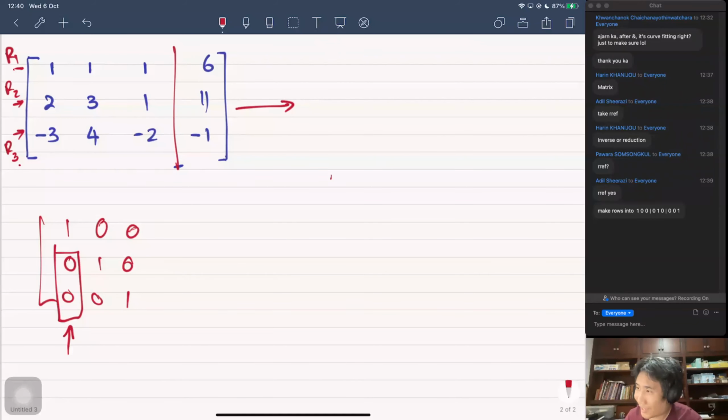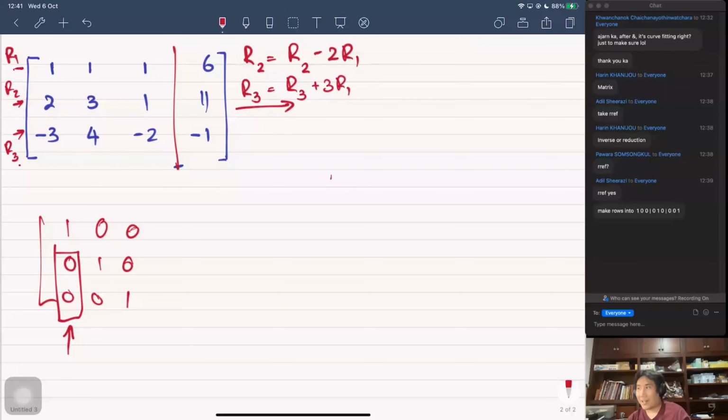So what you're saying is the following: row number 2, R2, is going to be row number 2 minus 2 times row number 1. And row number 3 is row number 3 plus 3 R1. Remember, we picked these numbers because we want to make the 0 at the very first term in these rows.